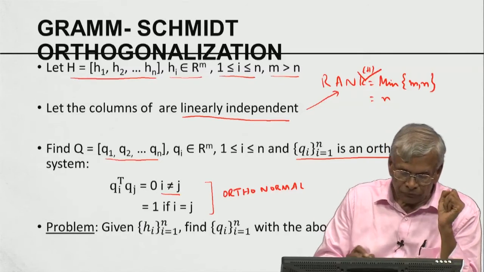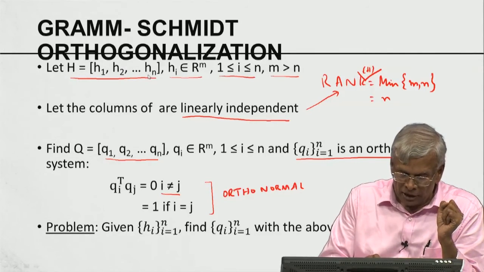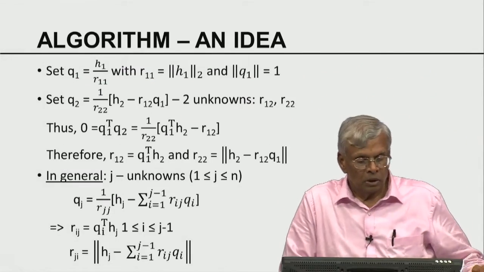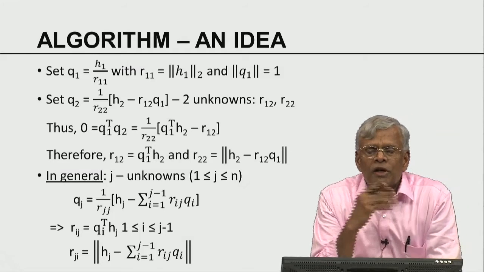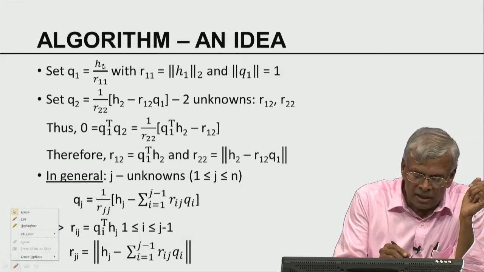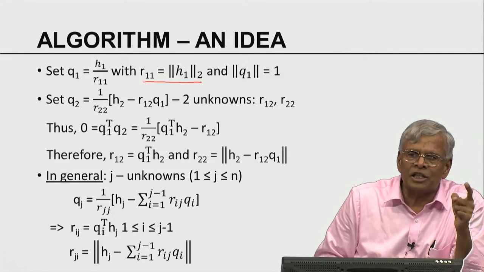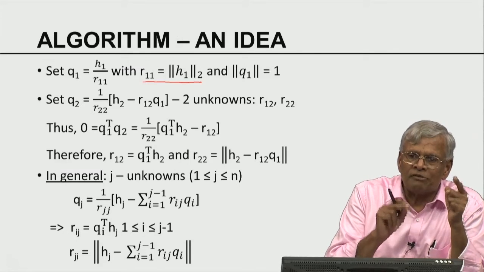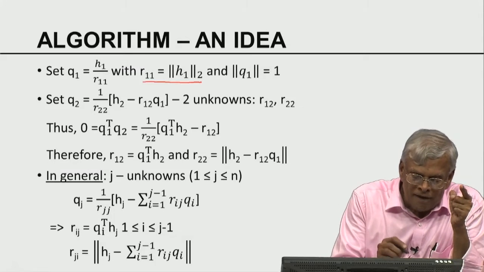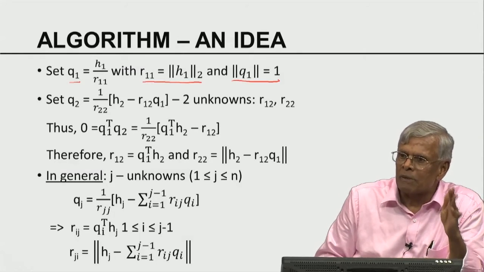So let me go back and say this. Given h1, h2, ..., hn, find q1, q2, ..., qn. Given that the h are linearly independent, I need to find a set of vectors q that are orthonormal. So what is my first vector q1? The first vector q1 is arbitrary, I can start at any place. So I am going to start with q1 equal to h1 divided by r11, where r11 is the norm of h1. R11 is the first element of the R matrix. It refers to the 2-norm of the vector h1. If I divide the vector by its norm, I get a unit vector. So the first vector q1 is very simple. It is simply the normalized version of h1.